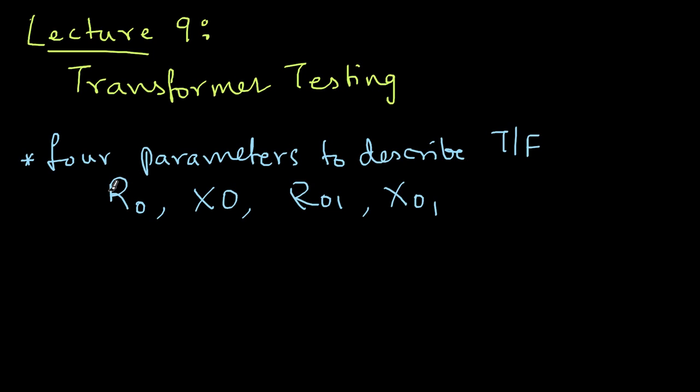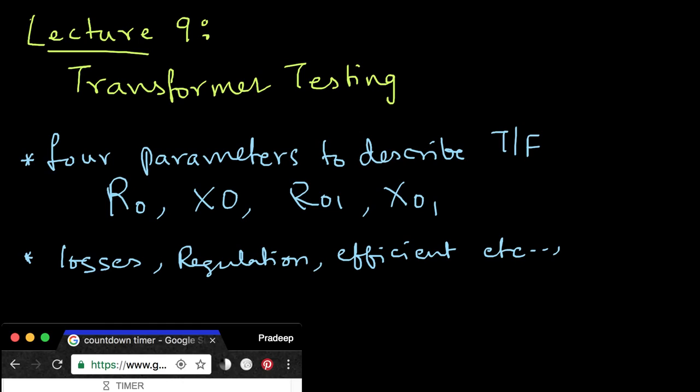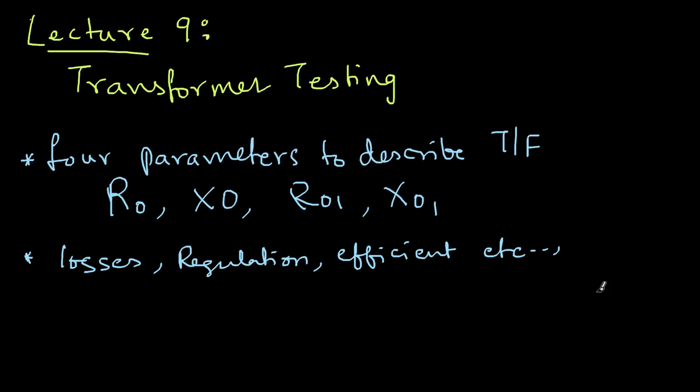This is the resistance representing the iron losses. This is the reactance representing the magnetizing current. This is the total resistance referred to the primary. This is the total reactance referred to the primary. So you have seen this before. So with these four, what all can we do? We can calculate losses, we can calculate regulation, voltage regulation that is, and we can calculate efficiency, etc. for different loads.